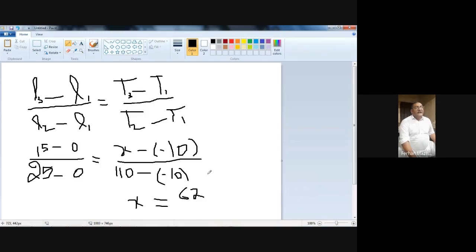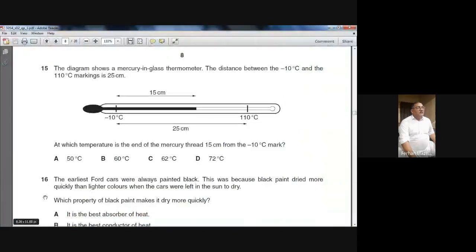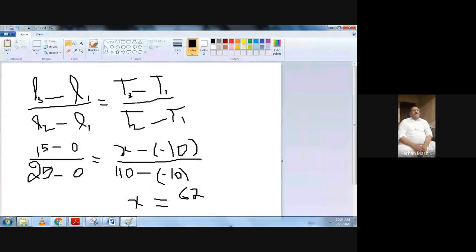You can check the calculation. C is the answer, right? Yes. You also got 62? Yes, sir. Okay. So, this is how we have solved it.